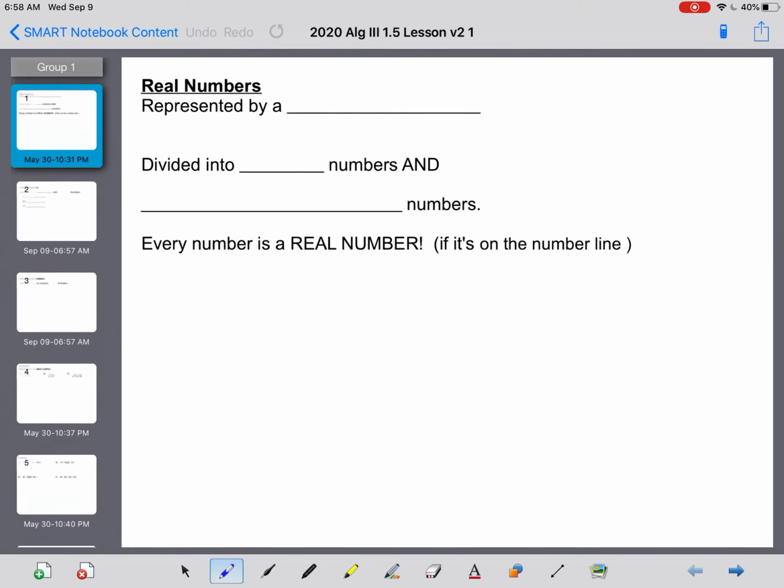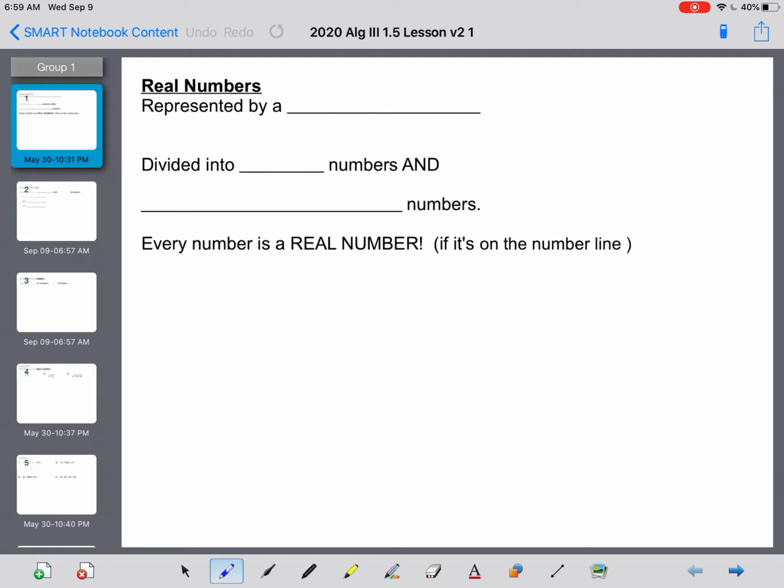Hello, Algebra 3. I am going to go through the 1-5 lesson dealing with complex numbers. Our two essential questions are going to be, what is a complex number? And when do we need to simplify a complex number? Don't worry about writing those down now. We can get those written down at the end of the lesson here.